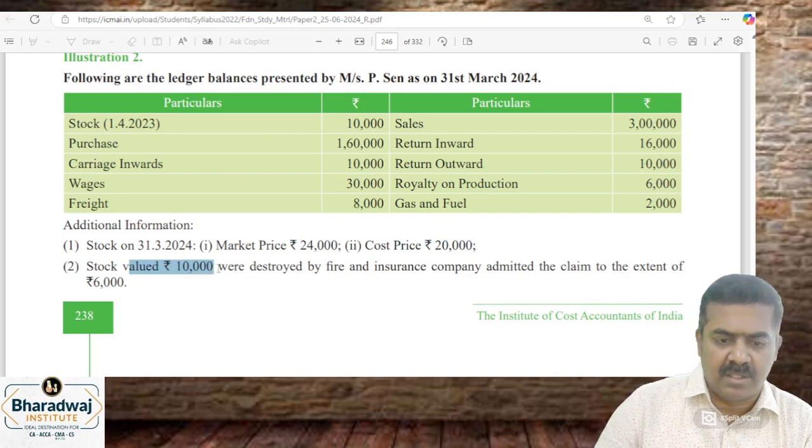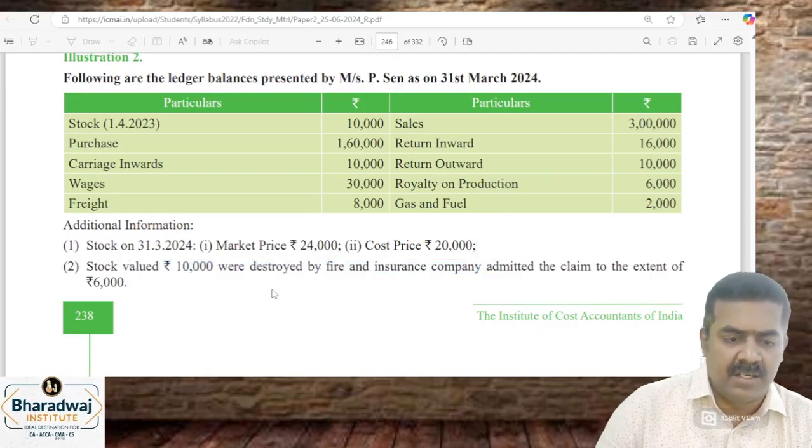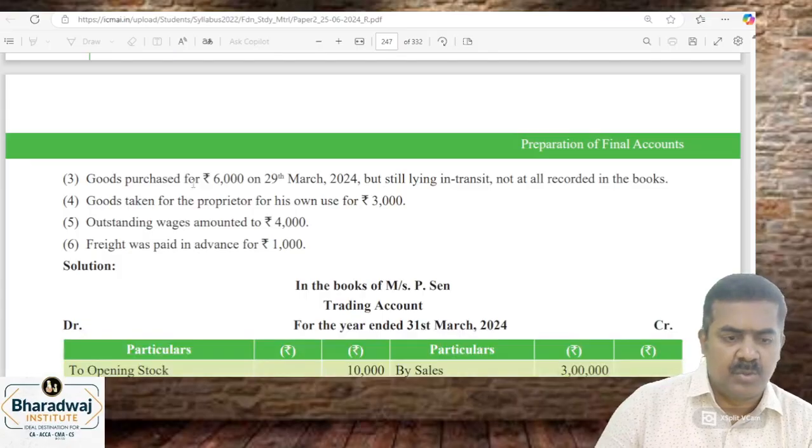Stock valued 10,000 destroyed by fire. It's an abnormal loss, and the insurance claim will come in P&L. Goods purchased 6,000, still lying in transit, not at all recorded in books. You will include in purchases.